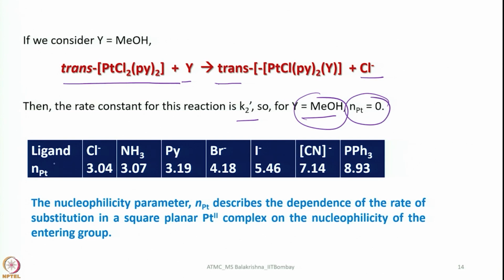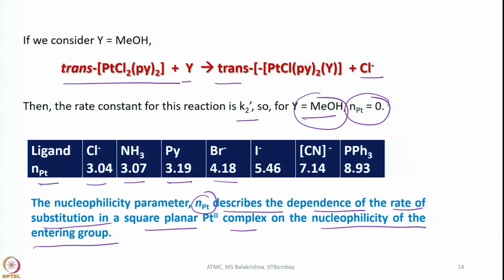Now, for the various ligands I have given the nucleophilicity factor here: for chloride 3.04, NH3 3.07, pyridine 3.19 and bromide 4.18, and this data is taken from the inorganic chemistry book by C. E. Housecroft and A. G. Sharpe. The nucleophilicity parameter describes the dependence of the rate of substitution in a square planar platinum 2 complex on the nucleophilicity of the entering group.